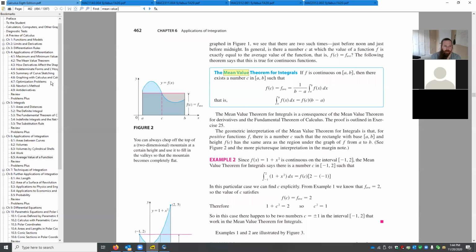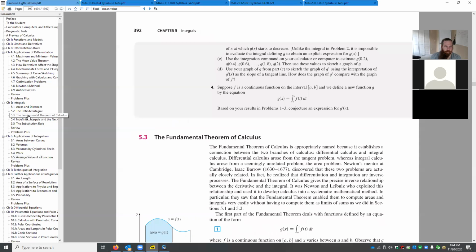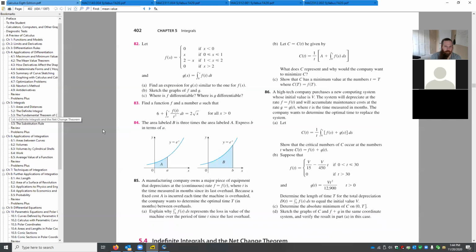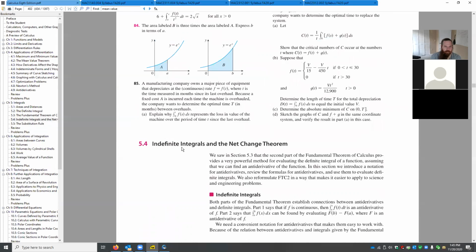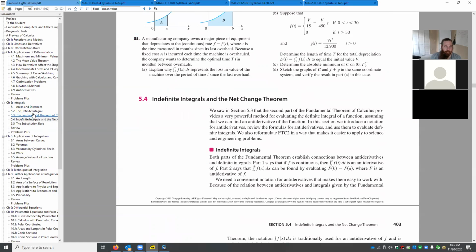So I want to encourage you to read carefully the sections that we covered this week. 5.3 and 5.4 are both hugely important. You can smell that because they're called fundamental theorem of calculus, and this one defines a whole object, the indefinite integral. And then come ready on Monday for us to work hard.